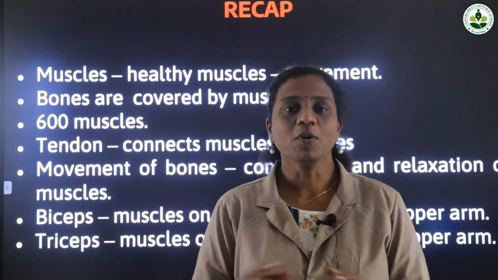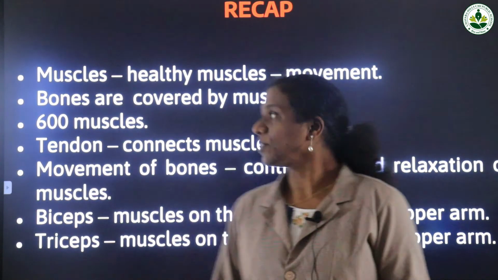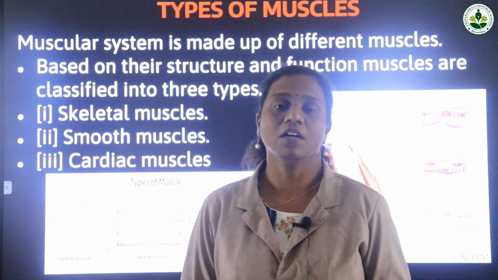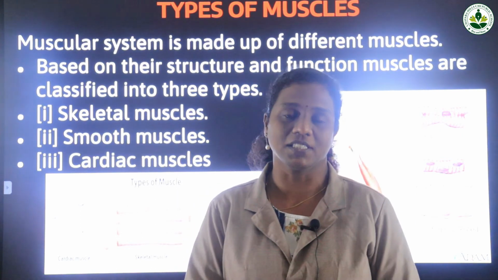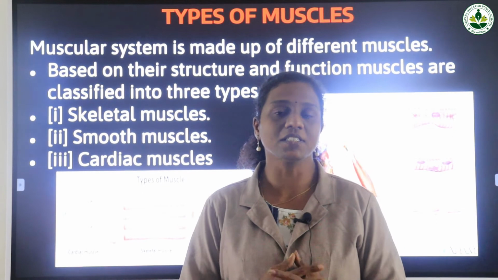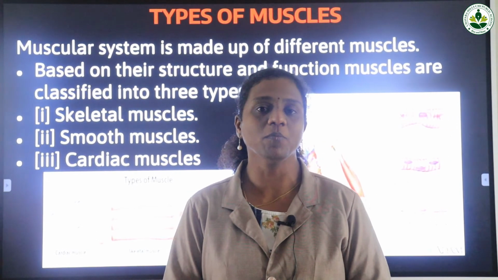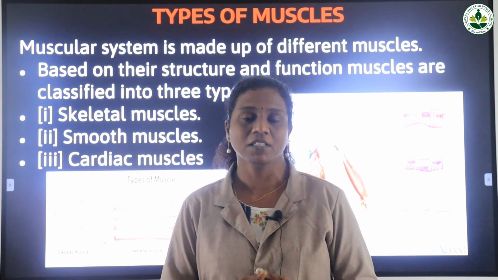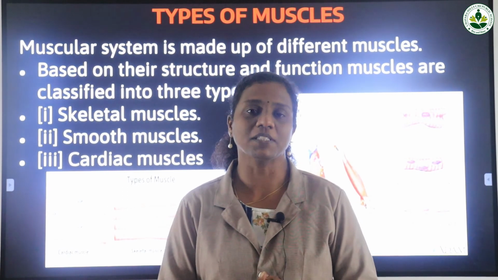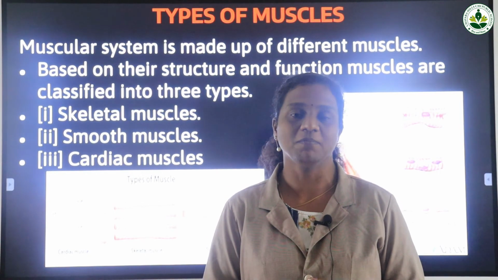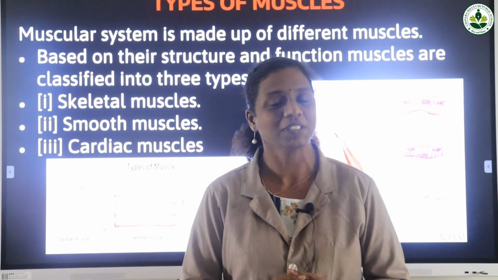So we already studied about muscles. Now we are going to study about the muscular system and also the types of muscles. The muscular system means that the muscles are working together and help in the movement of body parts. There are different types of muscles in our body. According to their structure and function, muscles are classified mainly into three types.